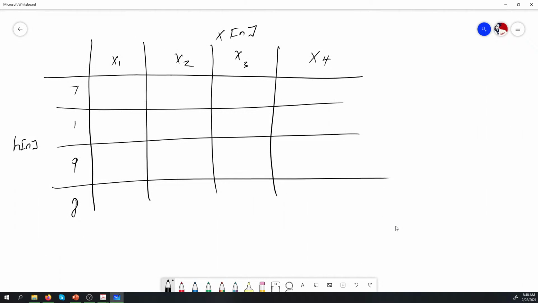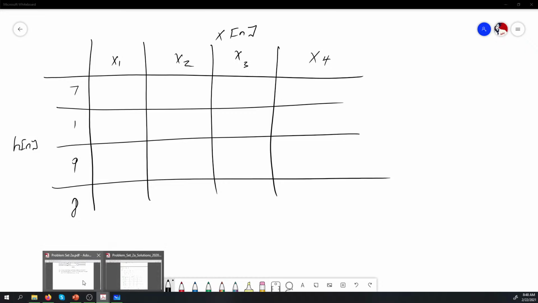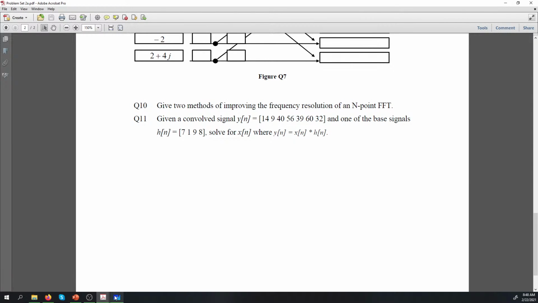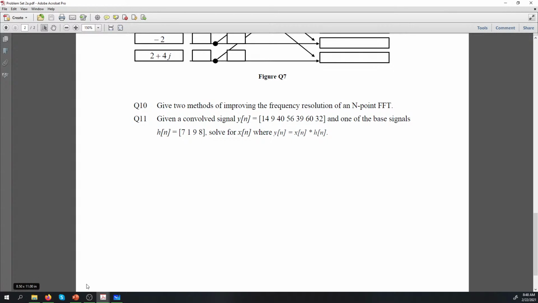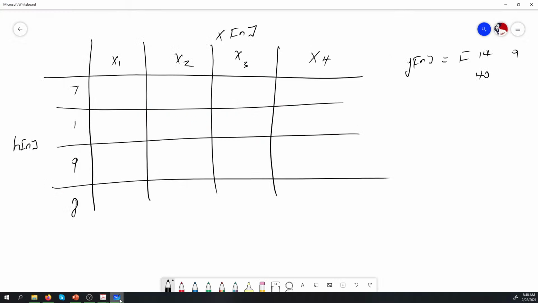And I'm just going to write y of n here for quick accessibility. So 14, 9, 40, 56, 39, 60, 32.